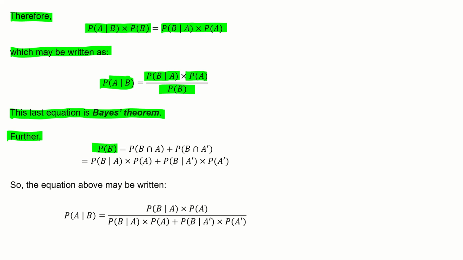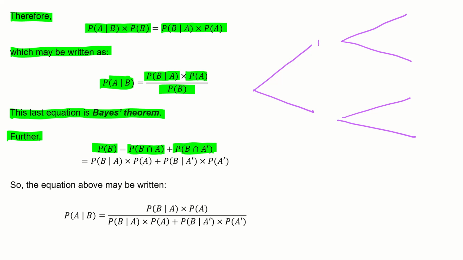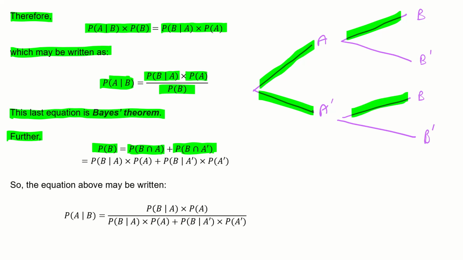Further, the probability of B is the probability of B and A plus the probability of B and not A. We've seen this in examples on tree diagrams where we have a sort of A and not A situation, B, not B, B, not B. And if we want the B's, we've got A and B, and we've got not A and B. And we would add those together to find the probability of B.